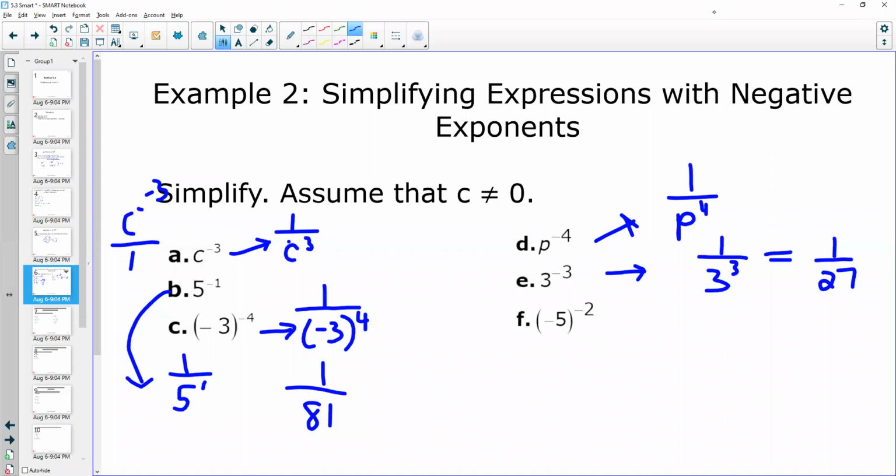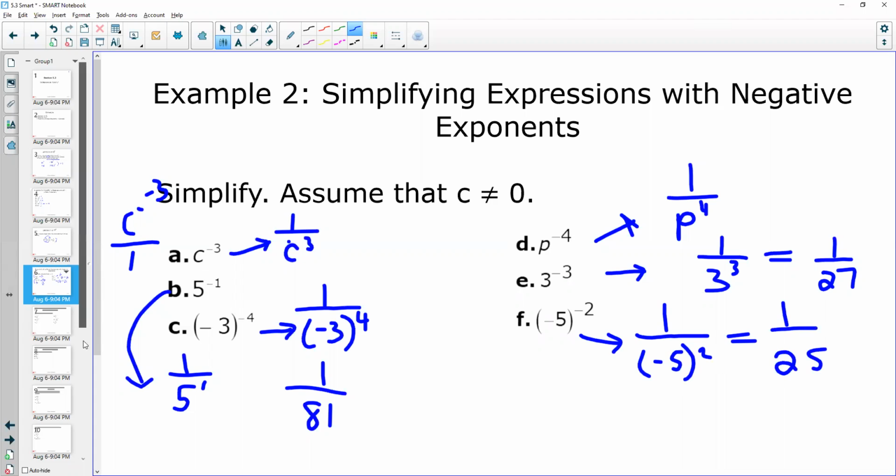Okay, and then I have negative 5 to the negative 2. The negative 2 says flip. Do the flip first. See it as 2 pieces. Becomes 1 over negative 5 squared, which is the same as 1 over 25. That's it. This is the trick to this, though. You have to see that negative as flip.